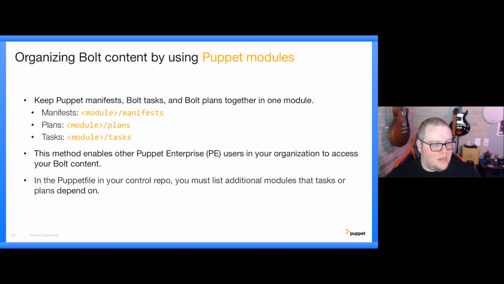The one thing to keep in mind here, it uses that same workflow. So again, this is great if you're developing for Puppet today, and you just want to add these extra pieces that you can run ad hoc with it. It uses all the same development workflow. It uses the Puppet file in that control repository. So you would list out all the modules that you're going to be using alongside this module, and that's how all those dependencies are met.